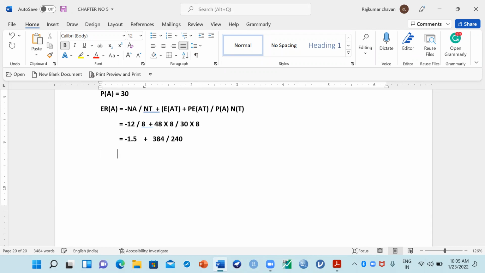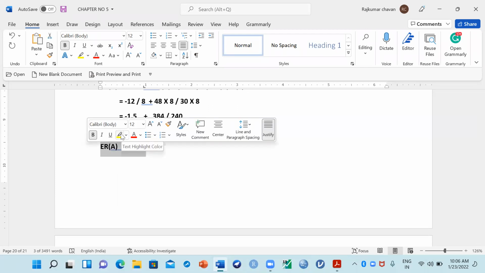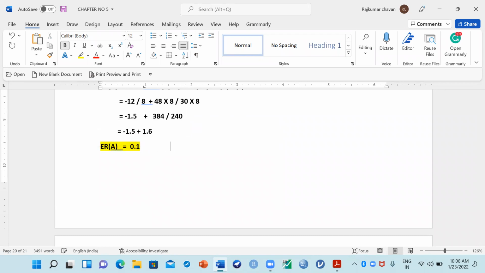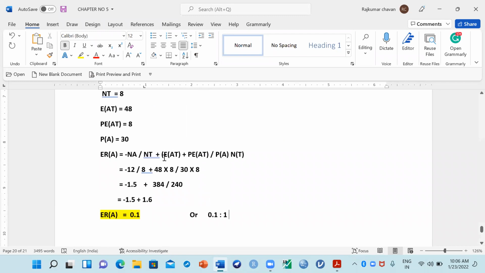So let us put the values now here. Minus 1.5 plus 384 divided by 240 is how much? What is the value? You're getting plus 1.6. So now finally we can calculate, right? ER, earning ratio of EA: minus 1.5 plus 1.6 is how much then? The exchange ratio of acquiring firm, the final answer, will be 0.1, right? So if the combined entity's PE ratio is 8, this will be the exchange ratio. We can write it as 0.1 is to 1. That is the first case.